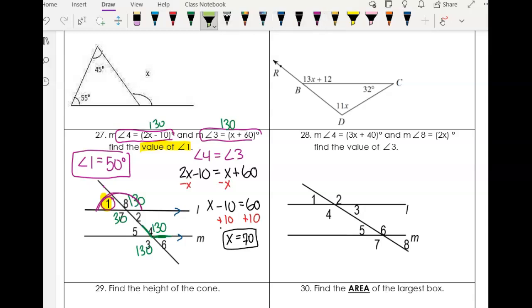Okie dokie, so here's where we're starting. They gave us angle 4, which is right here, and angle 8. Ooh, okay. So, interesting kind of relationship that we have going here. They do not equal each other. This is outside of the parallel lines. They are on alternate sides, but one's outside, one's inside.